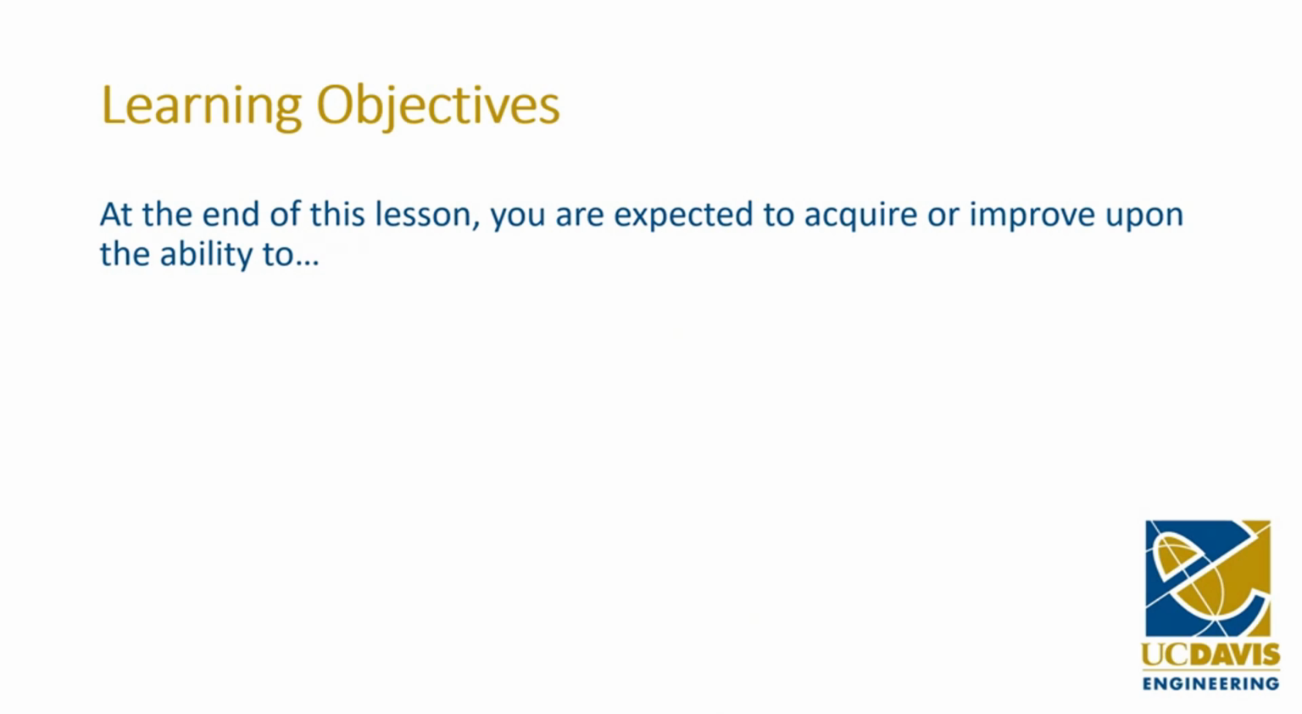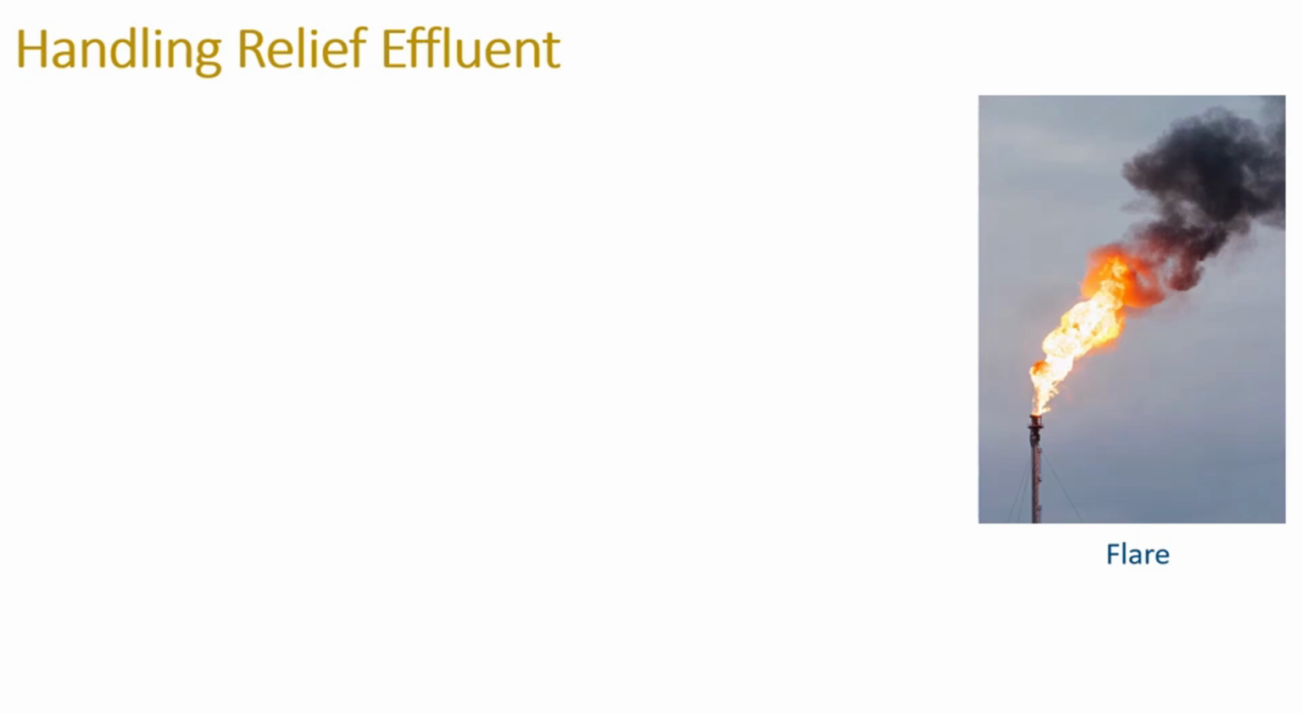At the end of this lesson, you are expected to acquire or improve upon your ability to define and describe options for handling relief effluent. One option for handling relief effluent that we've seen in a previous lesson is a flare. The purpose of a flare is to burn off combustible or toxic gases to produce products that are neither toxic or combustible. One important consideration in designing a flare is the heat intensity at the bottom of the flare stack.